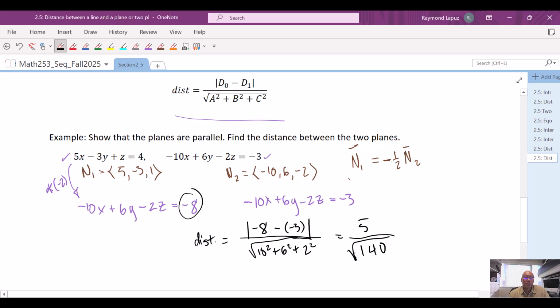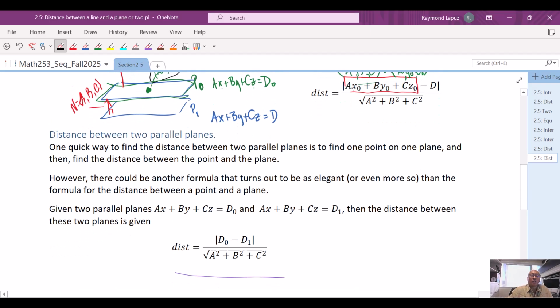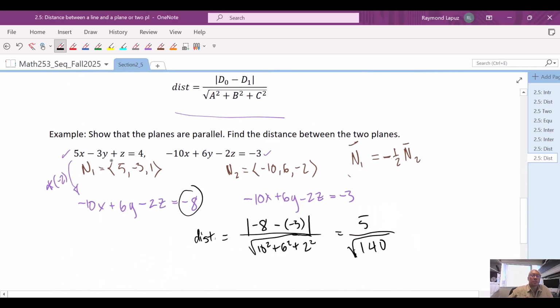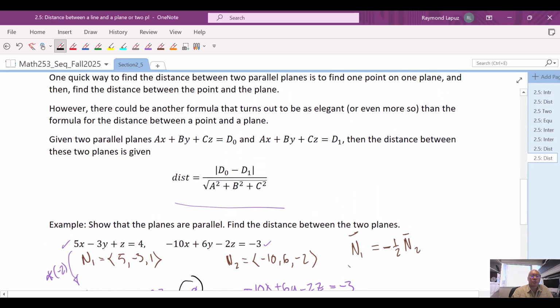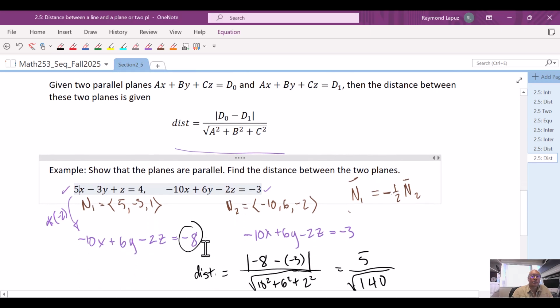So that's how you can find the distance between two parallel planes. Like I mentioned, you could have also just found one point on the plane, and to find a point on the plane, you simply let two of the variables equal some constants and solve for the third variable. But I think this formula is nice and elegant. The only caveat is that you have to make sure that the normal vectors are identical, because that would change the value of d when you're working it out.